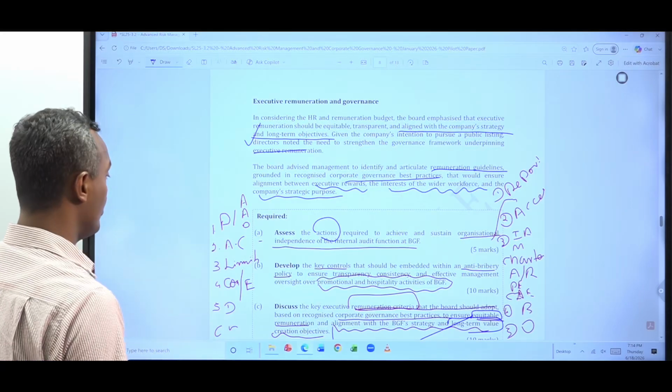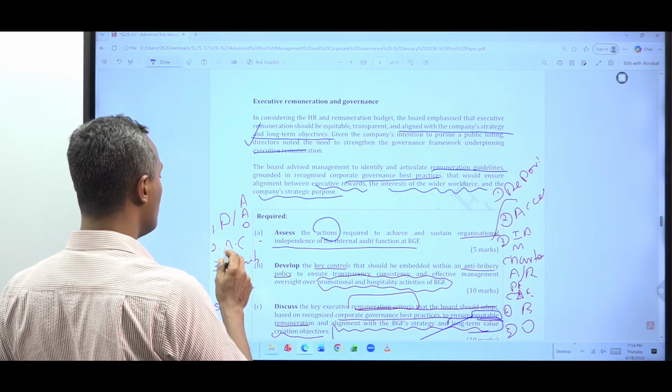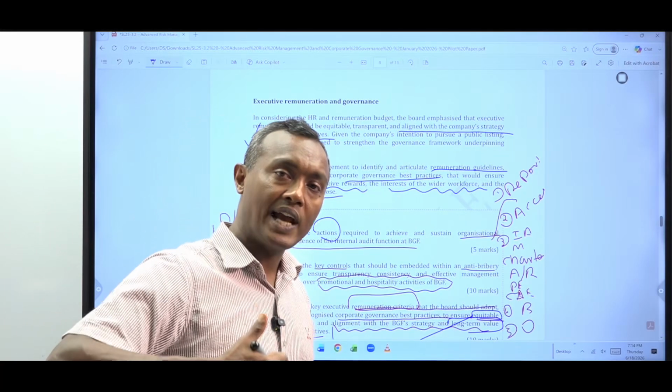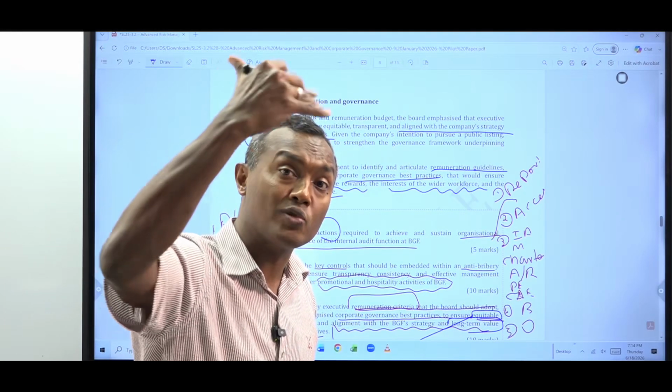So the first thing I told, the policy should not be a mere document. Policy should activate the governance process.